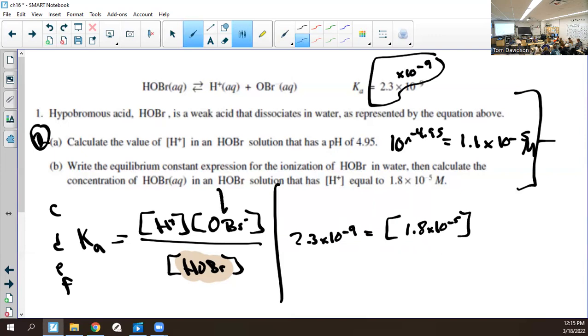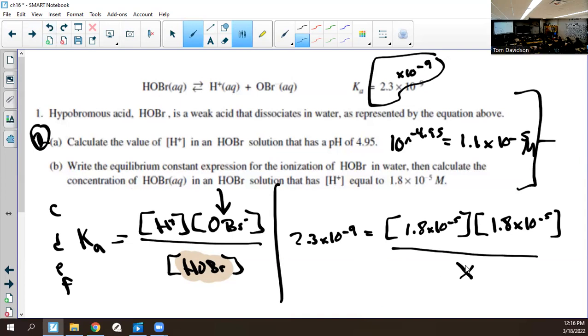Now, I have a problem. Do I know OBr minus? Kind of. It doesn't tell me, but what do I know? The concentration of H, and they're the same value. They will always be the same value unless it was like H2OBr. Then you have a 2 and a 1, you have to apply this stoichiometry, but it doesn't. It's just a 1, 1, 1. Now, I don't know the denominator, right? This is just X. So take X over and then this under.